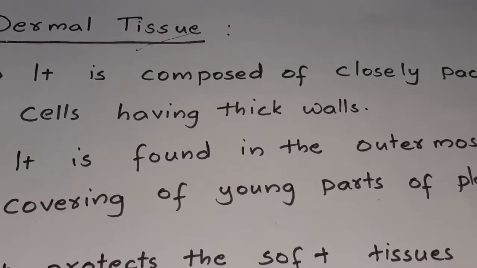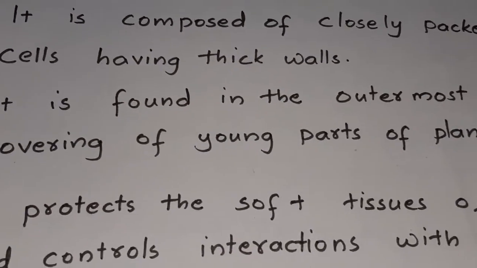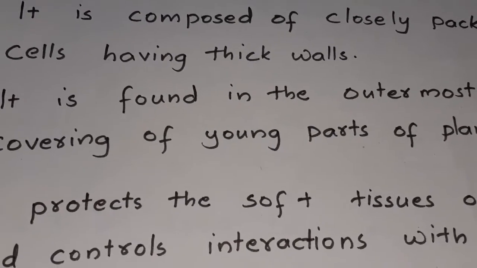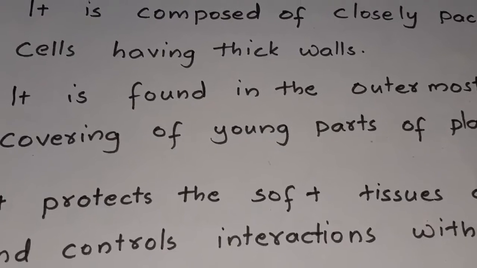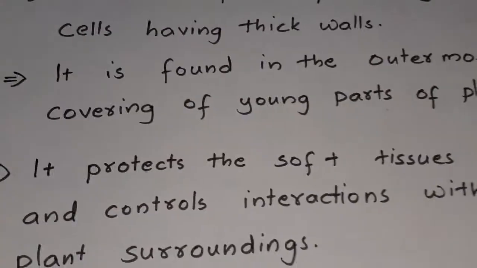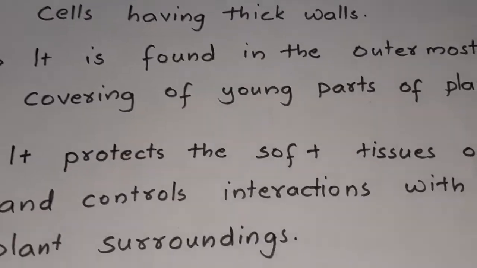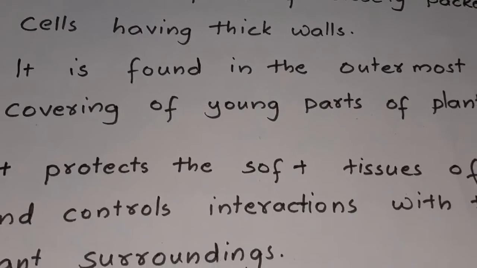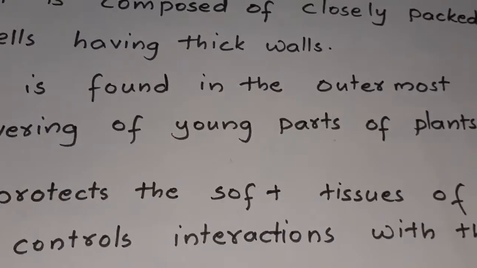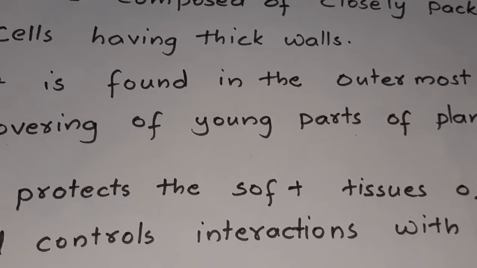Now second, it is found in the outermost covering of young parts of plants. It is found in the outermost covering. That is why it is known as dermal. Outermost covering of the young parts of plants. You know the parts of plants like leaves, stem, root. All these are the parts of plants. And when the new plant is coming, these dermal tissues will be found in the outermost covering of the young parts.